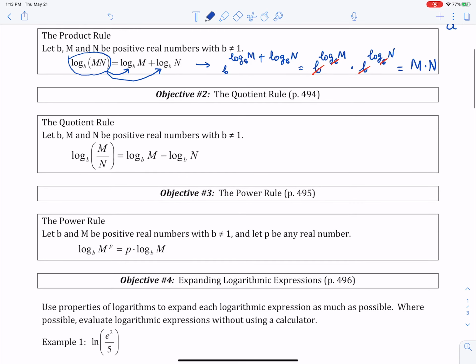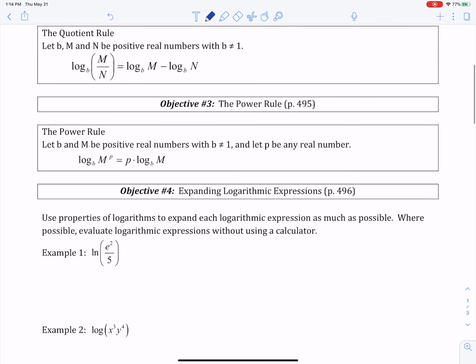So if we have a quotient of two expressions, a logarithm base b of a quotient is going to be equal to the difference of two logarithms. The numerator is always positive and the denominator is always with a negative value.